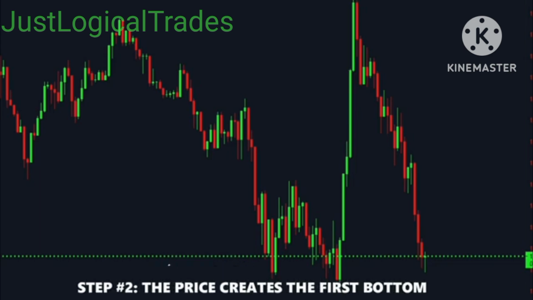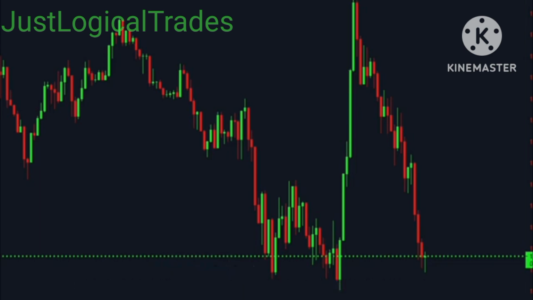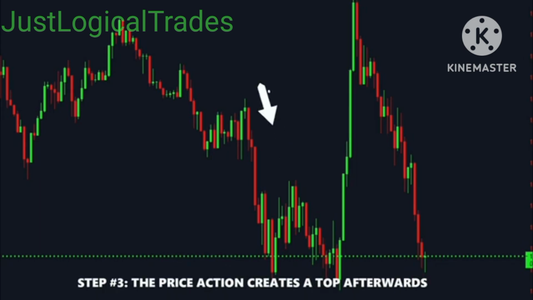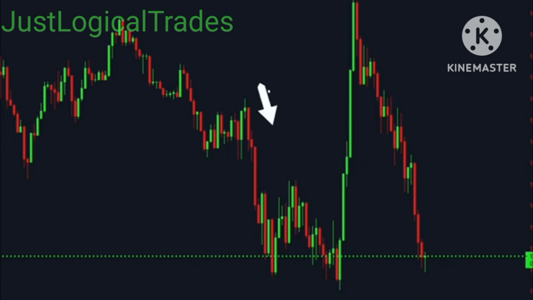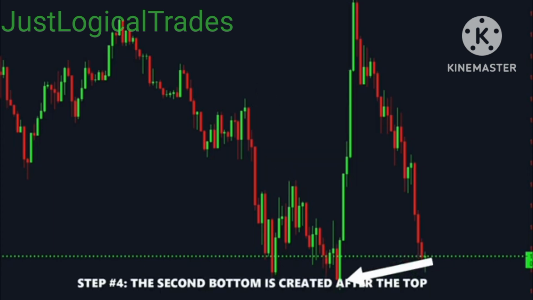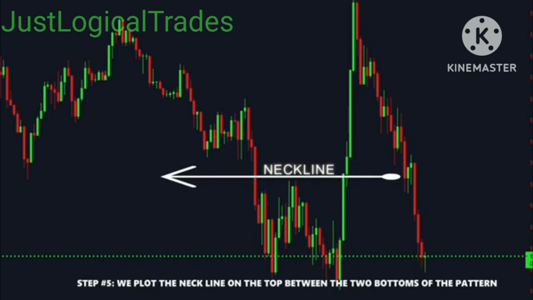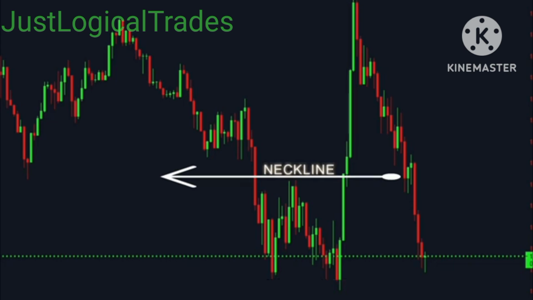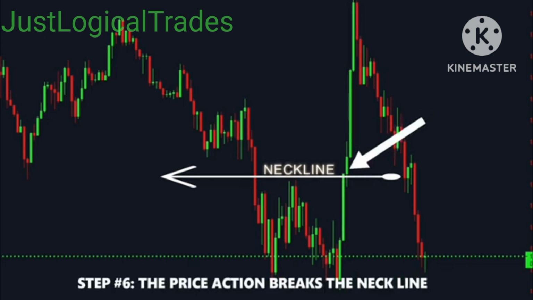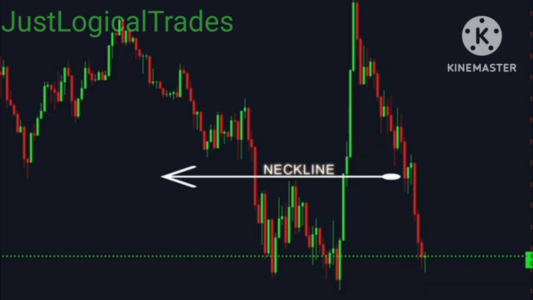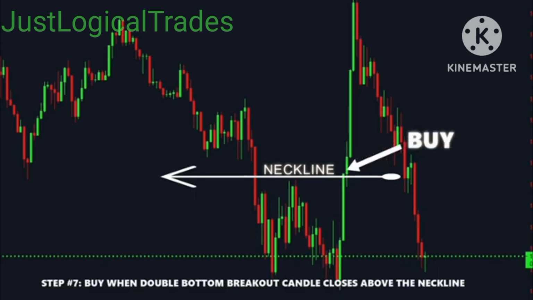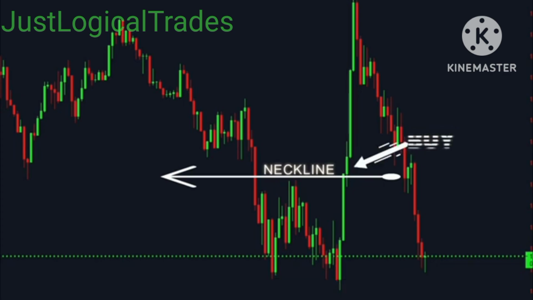Step number 2, the price creates the first bottom. Step number 3, the price action creates a top afterwards. Step number 4, the second bottom is created after the top. Step number 5, we plot the neckline on the top between the two bottoms of the pattern. Step number 6, the price action breaks the blue neckline of the pattern, creating a neckline breakout. Step number 7, buy when the double bottom breakout candle closes above the neckline.